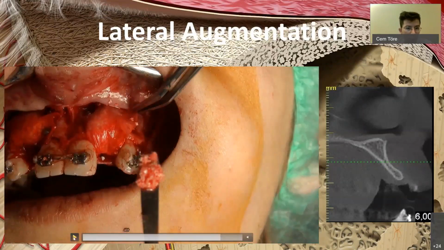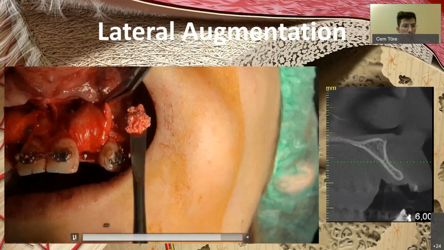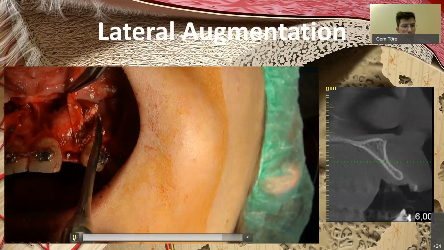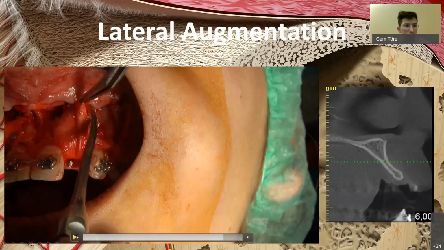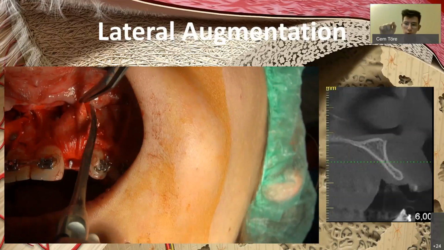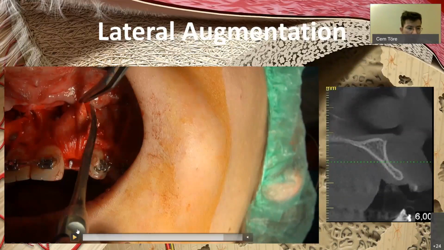Lift the only open parts of the membrane, place some graft in there. You can see how tense it is here. We want it to be very tight in the area. Once you press it with your finger, it should not move at all from the buccal side. You can check with your finger later on. But for it to be taut and tense, you do this.